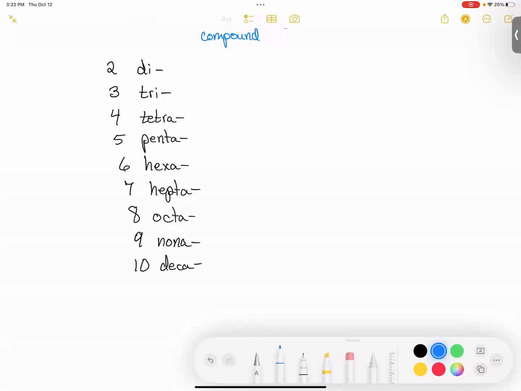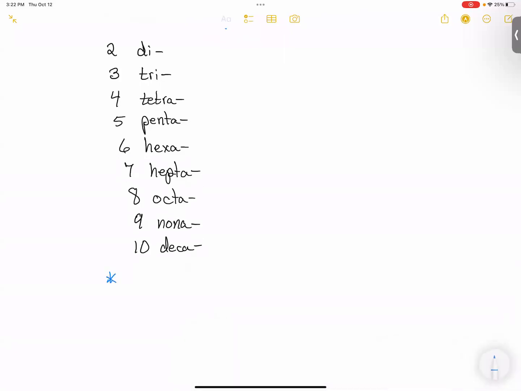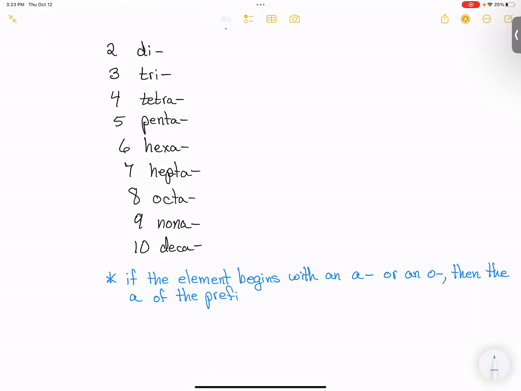Now, there is one more note to be made. And that is if the element begins with an A or an O, then the A of the prefix is left off of the prefix.